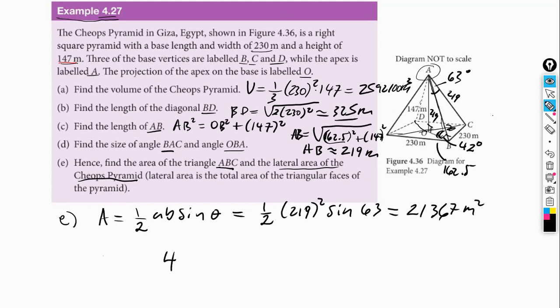Okay. And then finally, the total lateral area is going to be 4 times the area of this face, right? 4 times 21,367, and this is going to equal 85,468 meters squared.